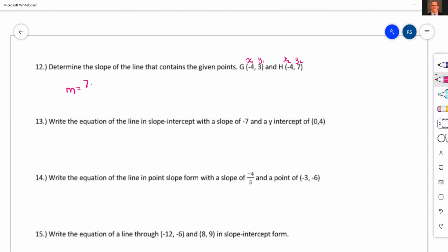Y2 is 7 minus Y1 is 3 over -4 minus -4. Let's see, that 7 minus 3 is 4 over -4 minus -4, 0. Ooh. Can we divide by 0? No. So that means this slope is undefined.